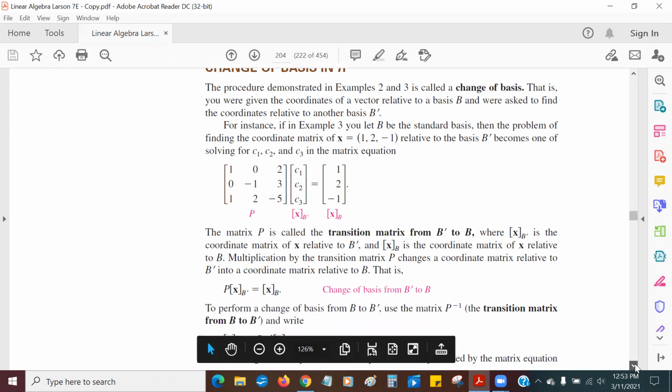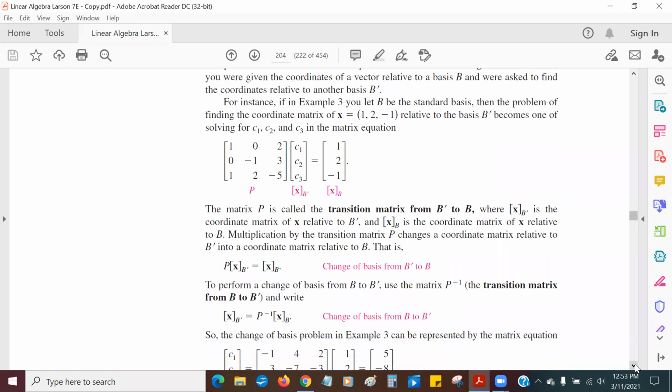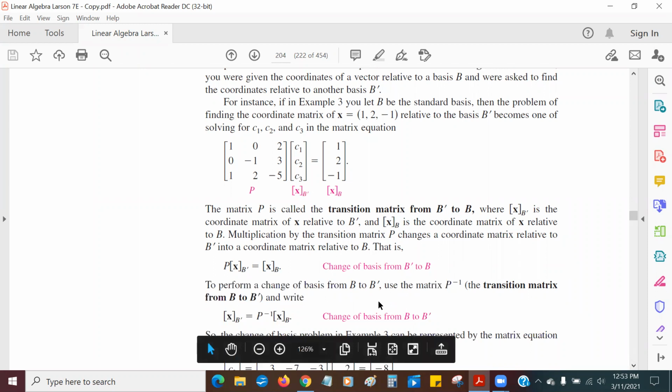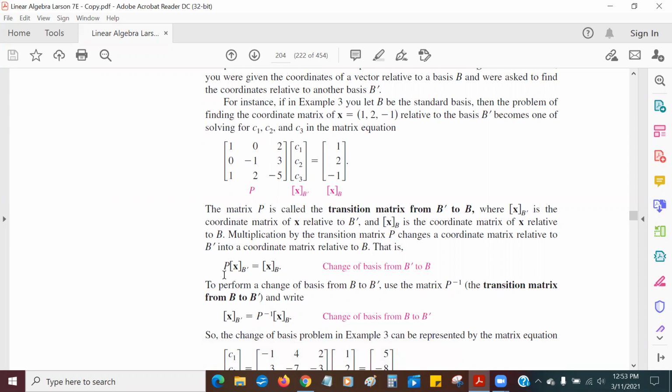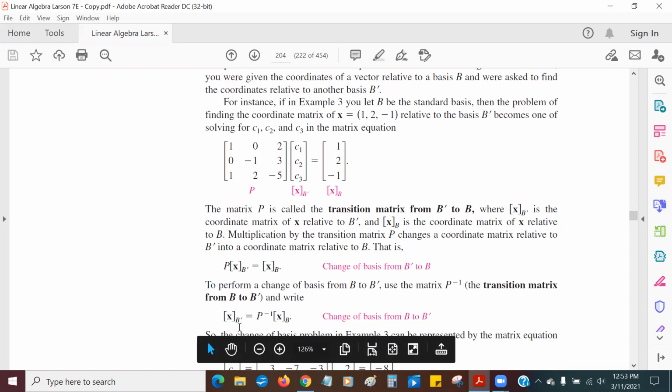Now, to perform a change of basis from B to B prime, what I'm going to do is multiply both sides. By the way, that's the matrix. This is another way of writing it. That's the matrix P, multiplying it times this vector X relative to B prime, and the result is the same vector X, but now relative to B. Well, I could multiply both sides of this equation by P inverse. So this becomes just plain vector X relative to B prime. This becomes P inverse times vector X relative to B.